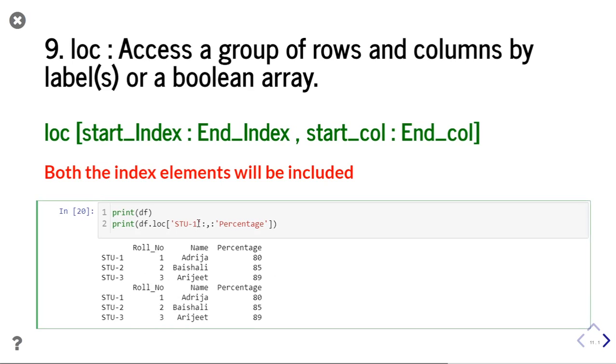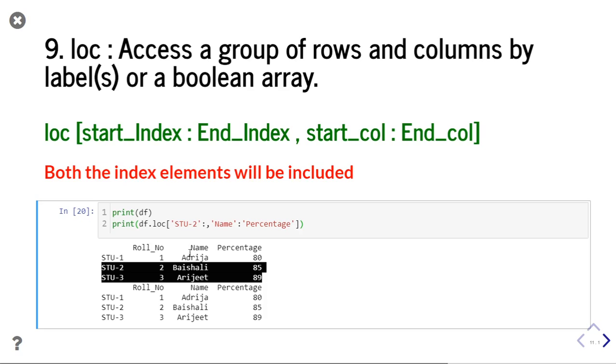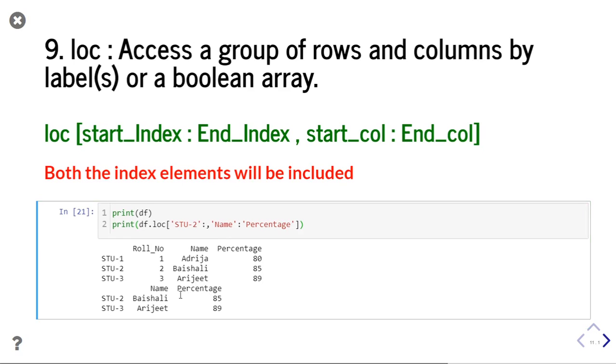If I give it as student 2, so start from student 2 up to end, and then start from name up to percentage. So in this case, what it should provide, starting from student 1 up to end, and name and percentage. So it will provide Vaisali, Arijit, 85, 89. It should provide that. Let us see. You can see this is providing this.